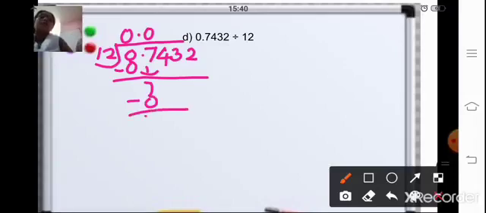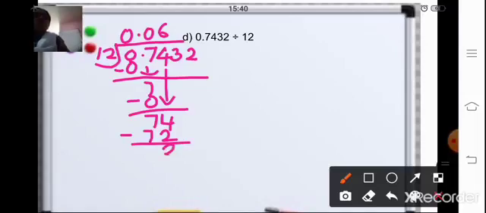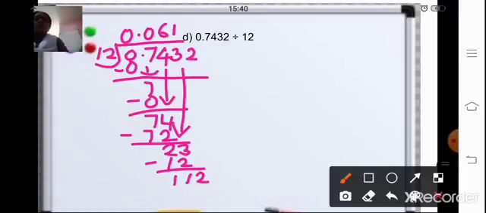12 into 0 is 0. 7. Bringing this 4 down. Now 12 how many times? 6 times is 72. 12 6s are 72. Now 4 minus 2 is 2. Bringing this 3 down. 12 2s are 24, which is bigger than 23. So we will take 12 ones are 12. 3 minus 2 is 1. 2 minus 1 is 1. Again 2 here. Now 12 9s are 108. Now in this division you will get the remainder as 4.